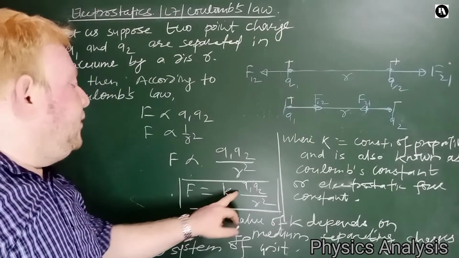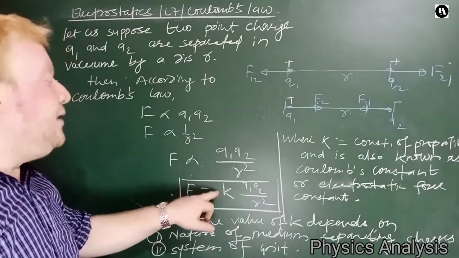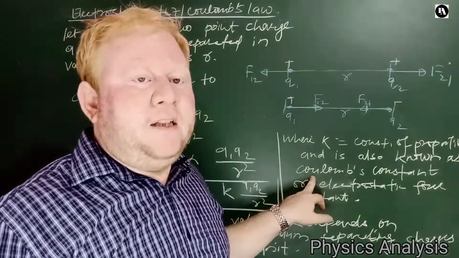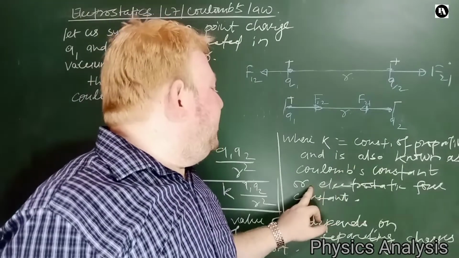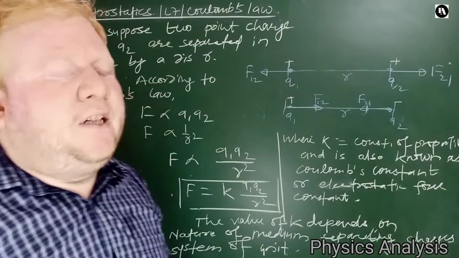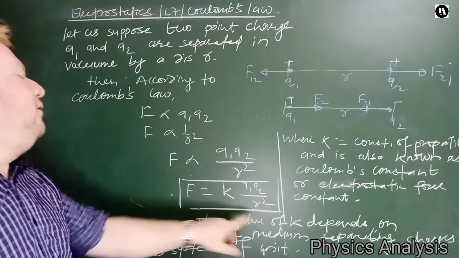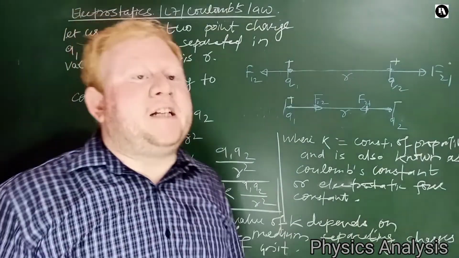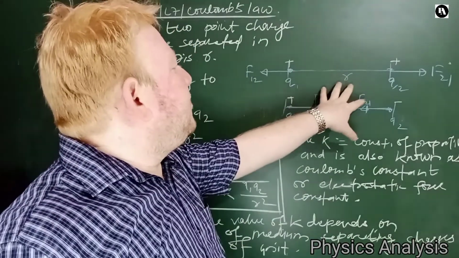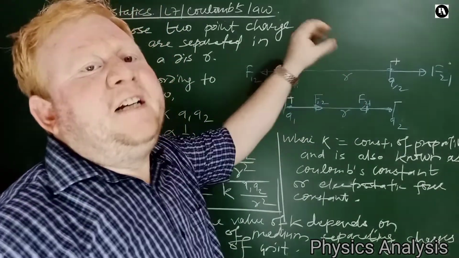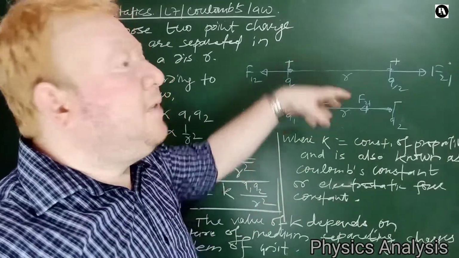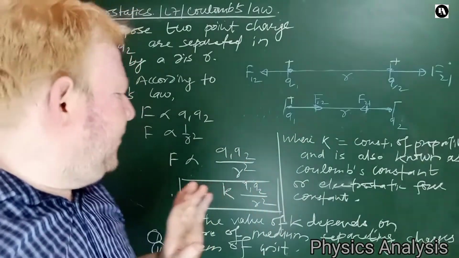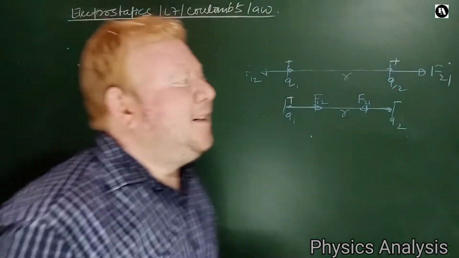So F is equal to K into Q1 into Q2 by R square, where K is constant of proportionality and is also known as Coulomb's constant. Remember everyone, Coulomb's constant, which is also known as electrostatic force constant. And of course the value of K depends upon nature of medium separating charges. Suppose these two charges, here we have considered to be in vacuum, but what if both of them are in water? What if placed in any of the medium, right? Now see the twist in Coulomb's law.